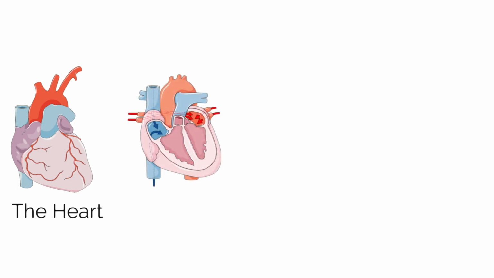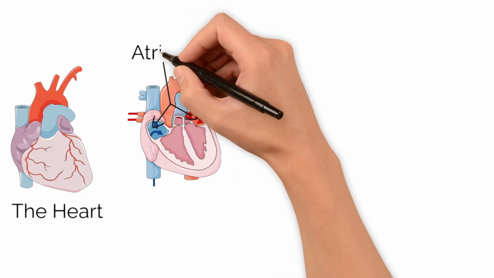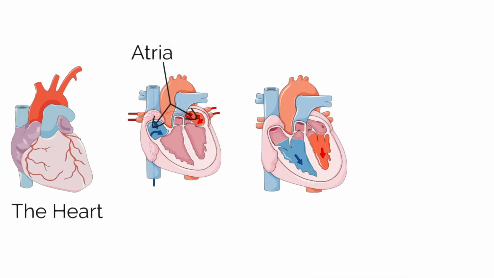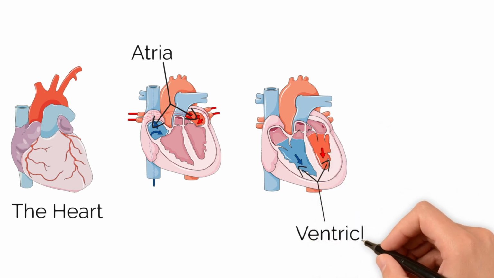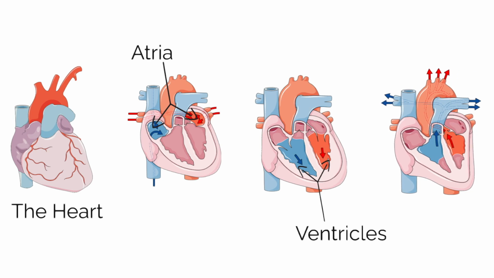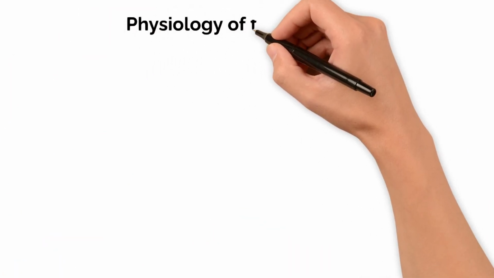First up, let's take a look at the heart's anatomy. The heart has 4 chambers: the left and right atria, and the left and right ventricles. The right side pumps deoxygenated blood into the lungs, while the left side pumps oxygen-rich blood to the rest of the body. Knowing how the heart is structured helps us understand how cardiac conditions affect blood flow around the body. Check out my cardiovascular system video, which covers this system in more detail.